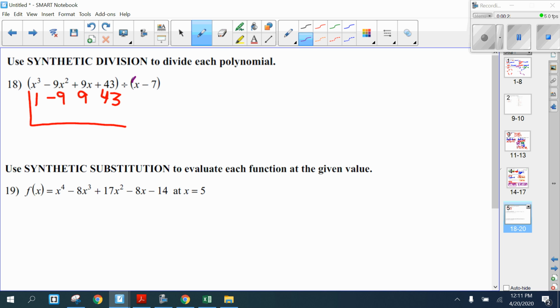So then you want to take this thing that you're dividing by and find the 0. So of course the 0 is 7. We're going to write that number right there. X equals 7. We're going to write it outside of the box.